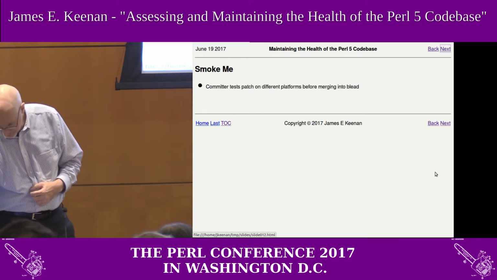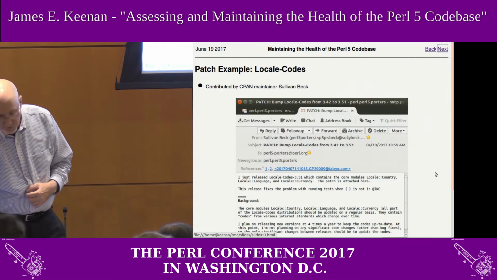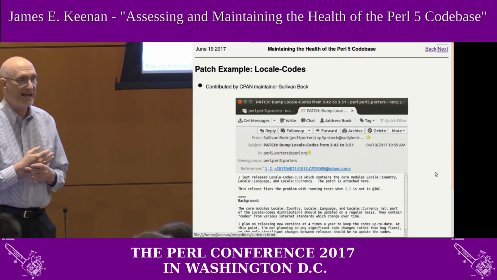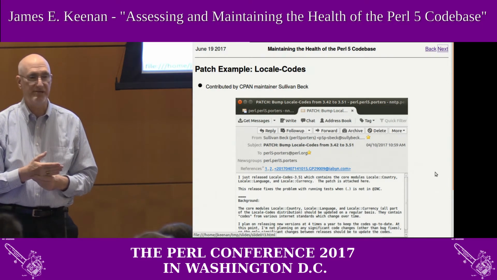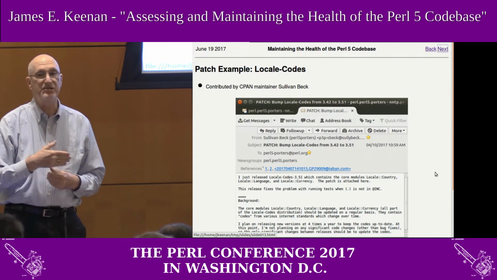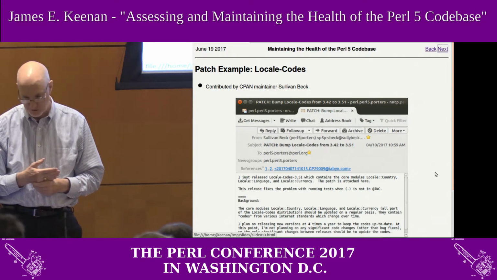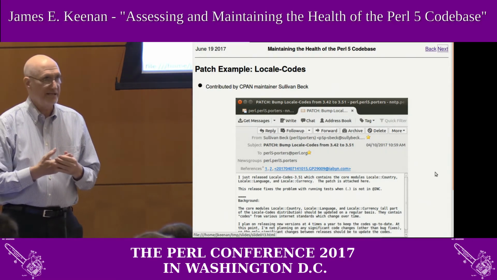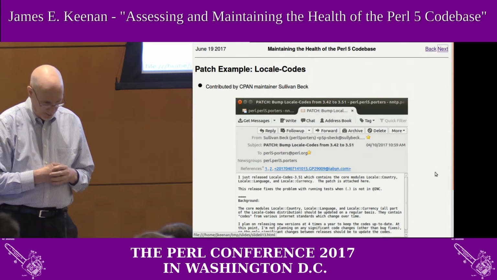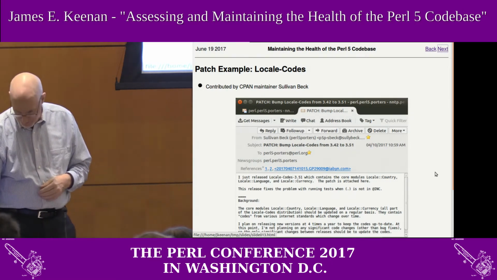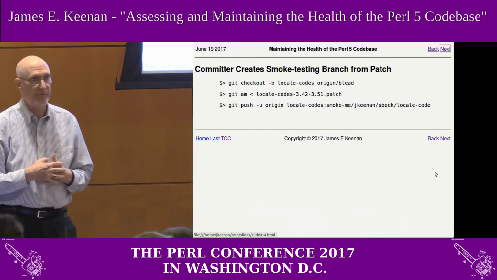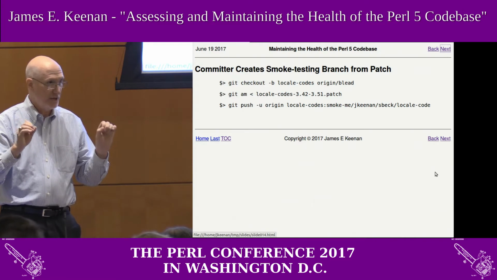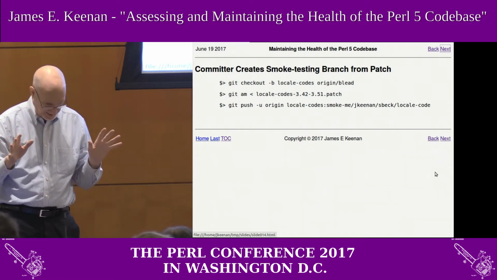Let me make this a bit more concrete. Recently, we had a patch submitted by a fellow named Sullivan Beck, who is the maintainer of the Locale Codes distribution on CPAN, and Locale Codes is distributed as part of the Perl 5 core distribution as well. It was a large update, and so what I did when I saw the patch on RT was that I created a smoke me branch in our repository. I applied his patch to that branch, pushed it out, and triggered smoke tests on a wide variety of machines.